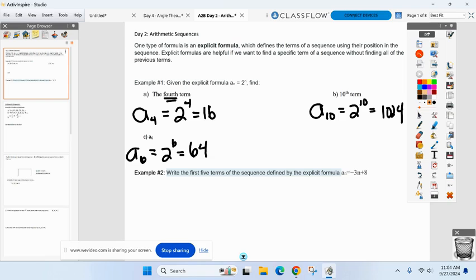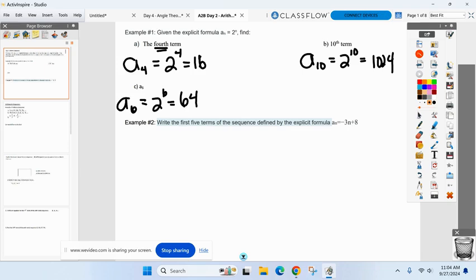That's called an explicit formula. Whatever term you want to find, you plug that term number in and calculate the term. All right, let's go quick through this one now. Now I want the first 5 terms if I give you this explicit formula. The first 5 terms.